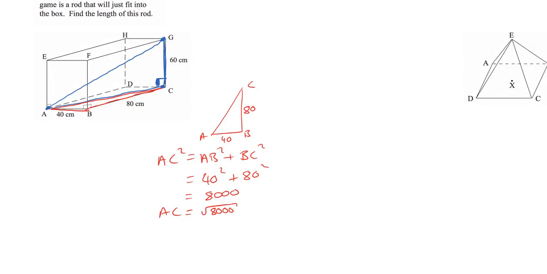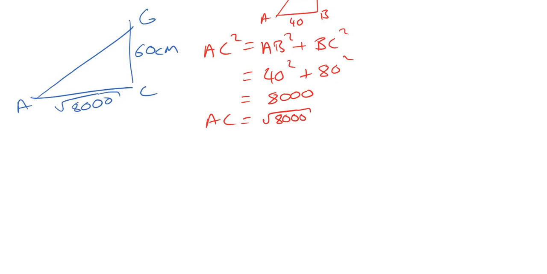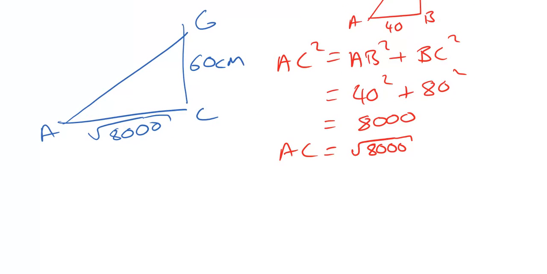So if I'm now going to draw that blue triangle, well, I can use the calculation I've just found for A to C to help me do that, right? Because A to C, we've just worked out, is the square root of 8,000. We know that C to G is given to us. That's 60 centimeters there. So we can use Pythagoras again now to work out the maximum length of that rod, which is the length from A to G. So again, AG squared is going to be AC squared plus CG squared.